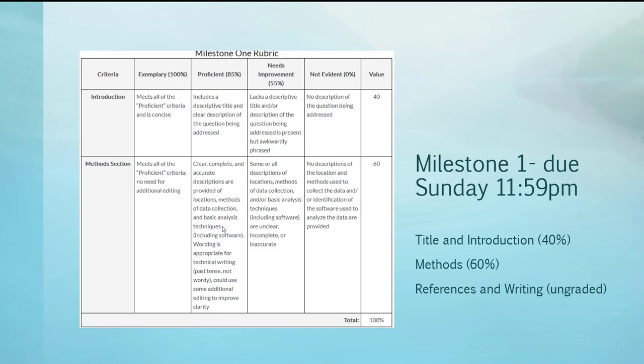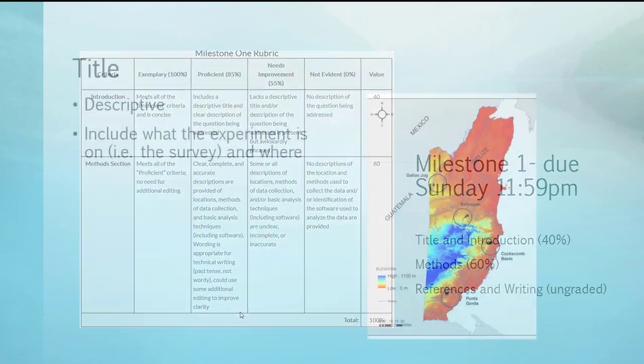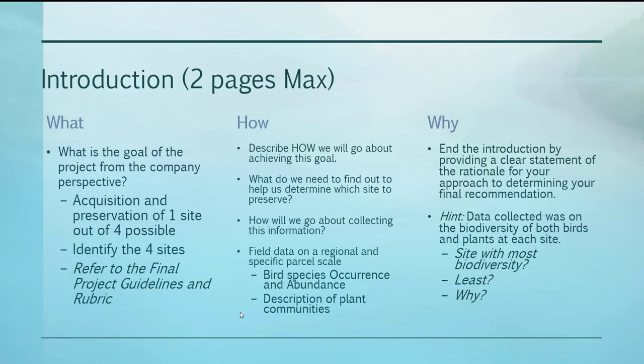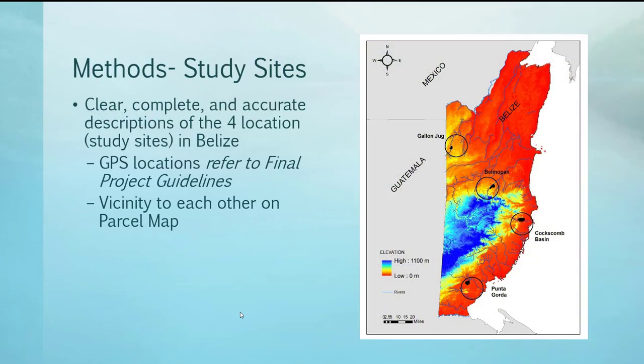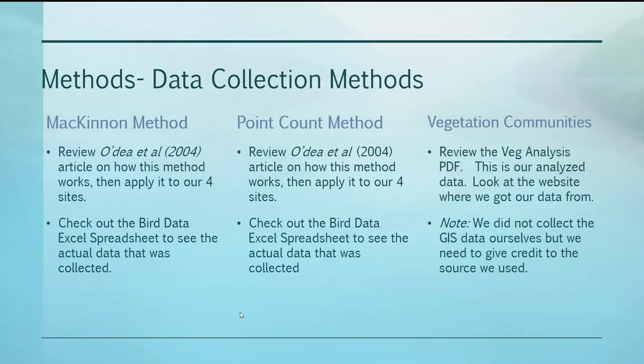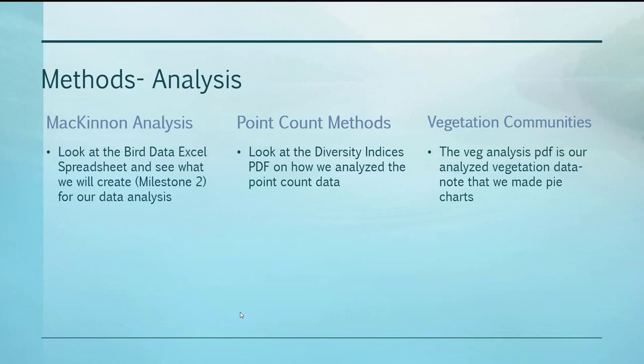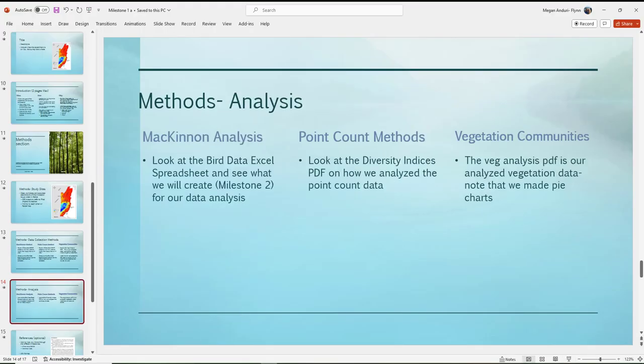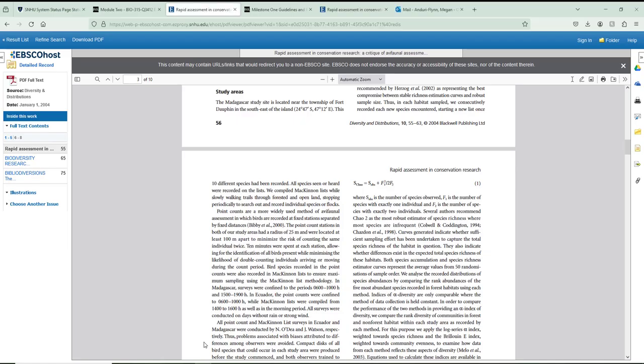So how are we analyzing the McCann data? How are we analyzing the point count? How are we analyzing the vegetation? So basically you can see how this is divided into 3 subheadings. And that's why I wrote it as 3 subheadings when I was describing it. Okay, so in our methods section you might want to have a study sites subheading. You might want to have a data collection methods subheading. You might want to have an analysis subheading, just like in our O'Dea et al. article, where we can see the same thing.